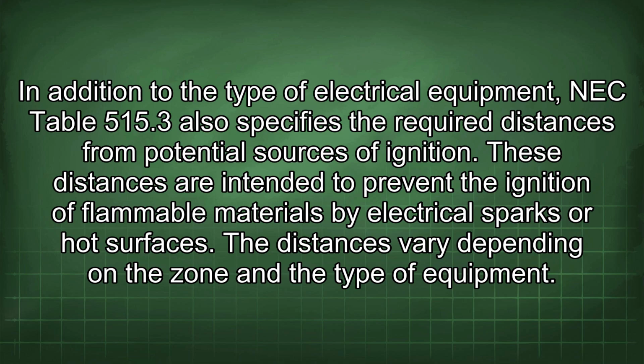In addition to the type of electrical equipment, NEC Table 515.3 also specifies the required distances from potential sources of ignition. These distances are intended to prevent the ignition of flammable materials by electrical sparks or hot surfaces. The distances vary depending on the zone and the type of equipment.